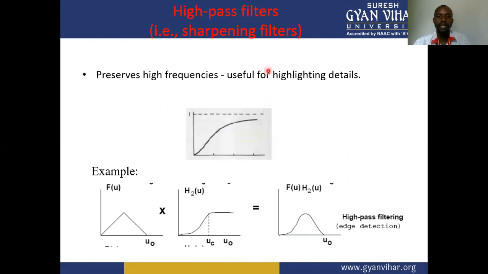Now we are going to look at the high pass filter. When we mention high pass filters, what should come to mind is that these are filters used for sharpening the edges. We have two types of filtering, for sharpening as well as for smoothening. High pass filters are used for sharpening. When we say sharpening, it means they are used to preserve high frequencies. This is necessary whenever we want to highlight details.